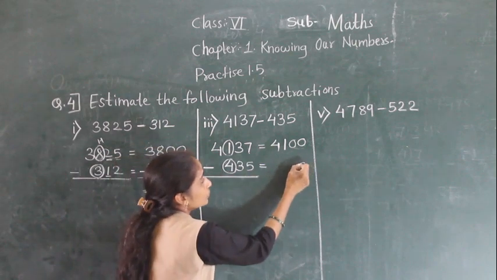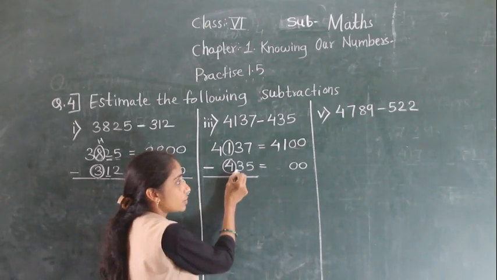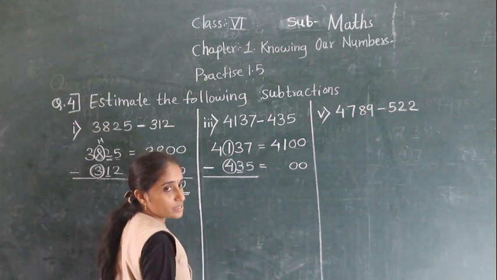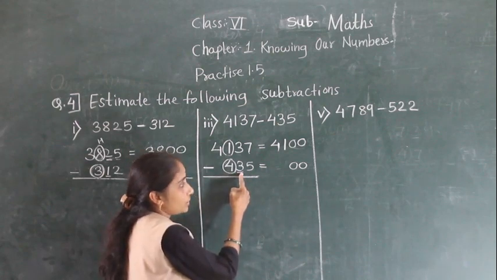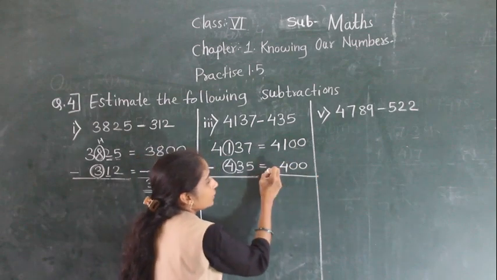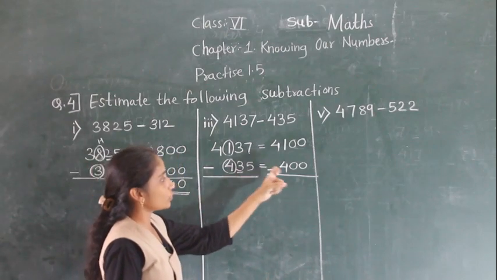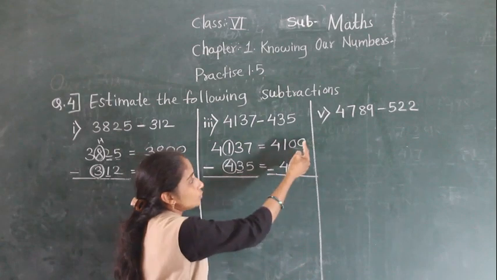1, 2. Give 2 zeros. Okay, again, this number we have to round off. So check the digit from 10th place. It is less than 5. Yes. So this digit will not change. And now do the subtraction. So for 435, what is the rounding of number? 400. Yes. Now do the subtraction.